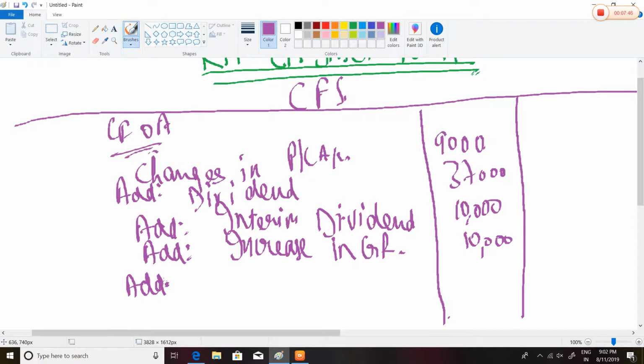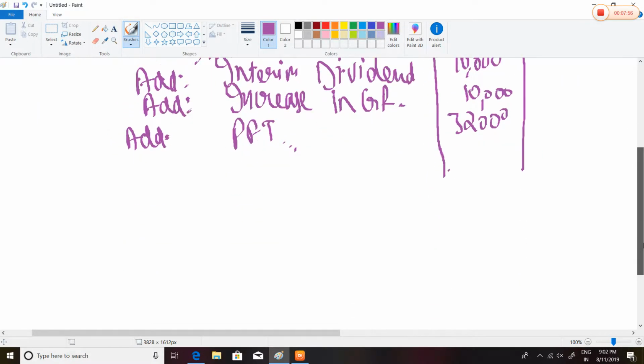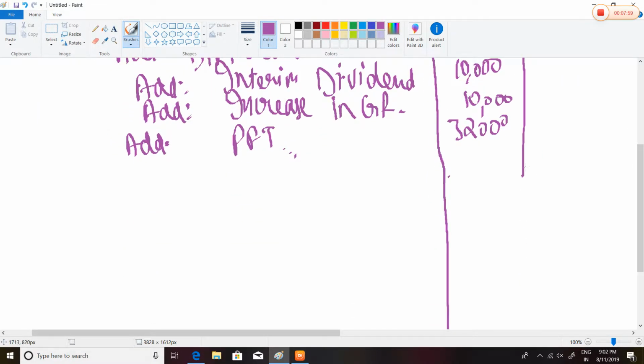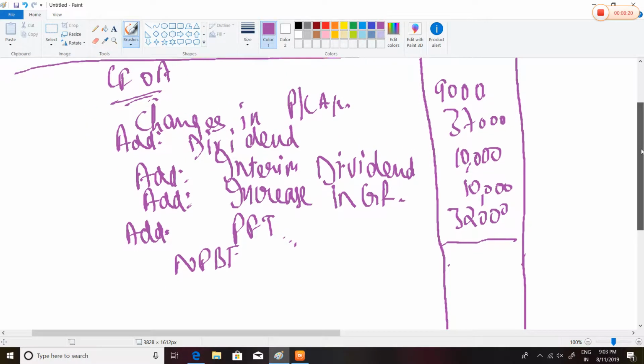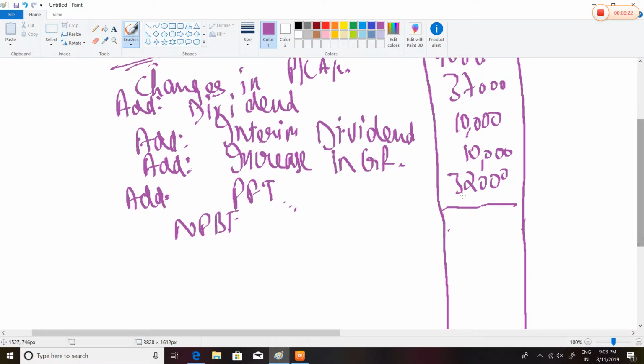Then add provision for tax, 32,000. Okay, this is our net profit before tax. Let's see what the total is. 9 plus 37 is 46, 56, 66, and 66 plus 32 is 98,000.